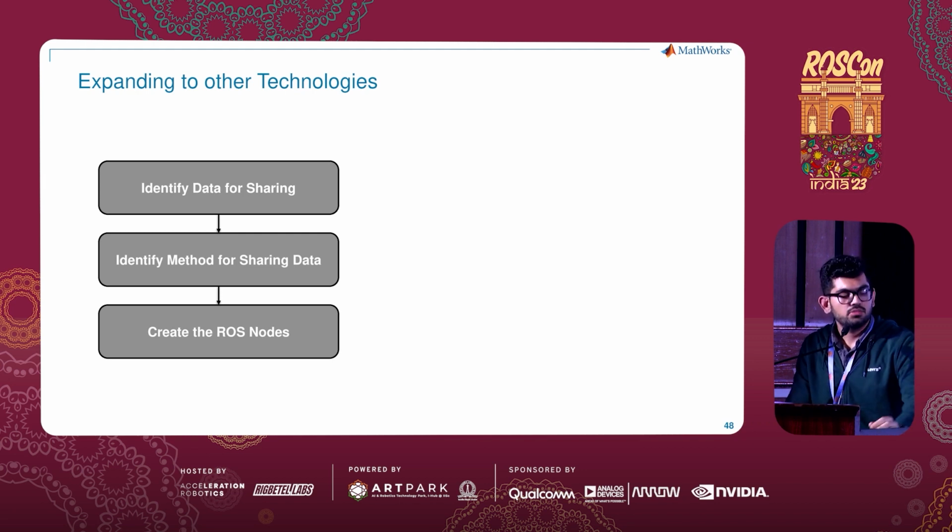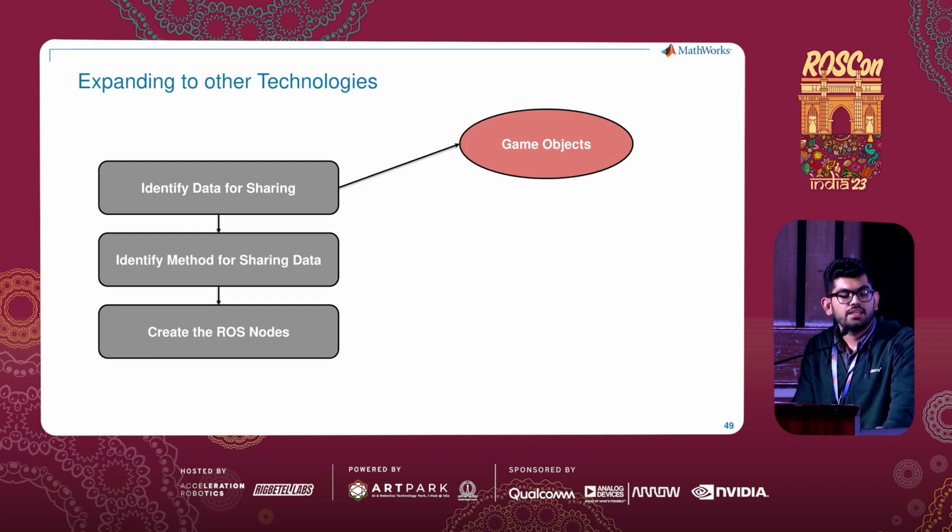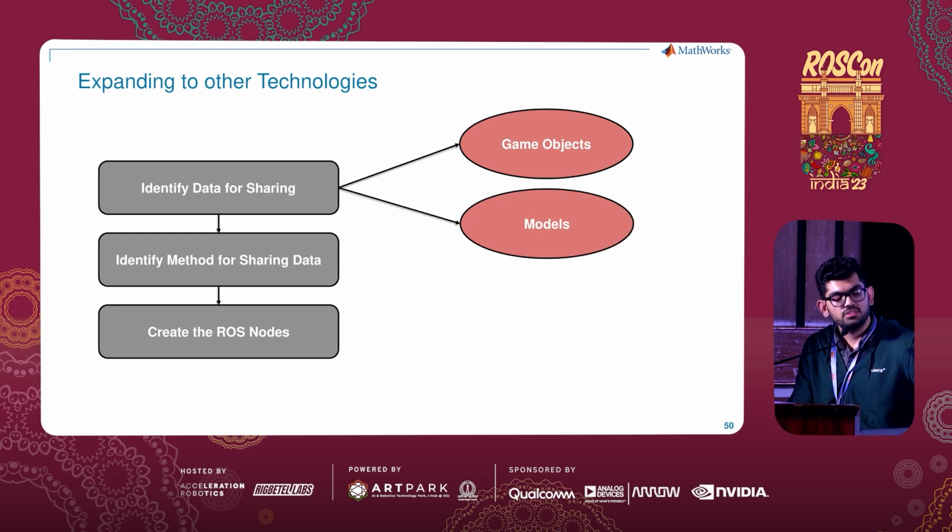So let's expand this to other technologies. Let's say we want to integrate Unity with ROS. For popular simulators like Unity and Unreal, there are APIs available which we can directly use, which help us get the game objects from those kinds of simulators. For simulators like Gazebo, once again, there are APIs which we can use to get the model objects. And we can use this data for sharing all the information that we have from the simulator to ROS.